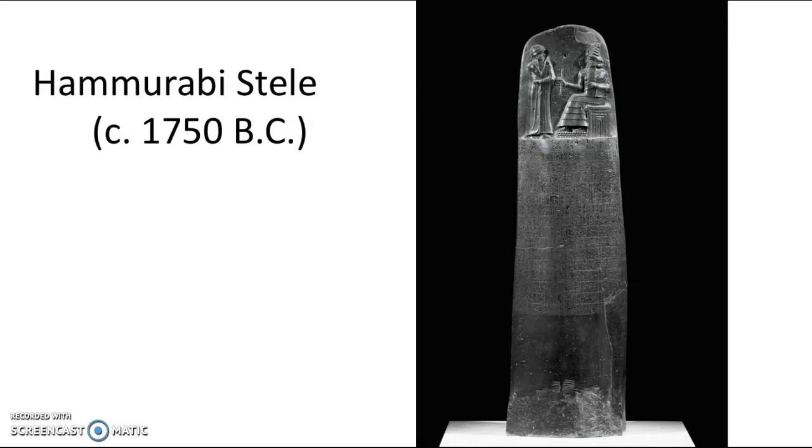In this case, the stela contains the Code of Hammurabi, which was a set of laws based on Sumerian legal traditions. Hammurabi was a Babylonian king who extended his control across all of Mesopotamia.